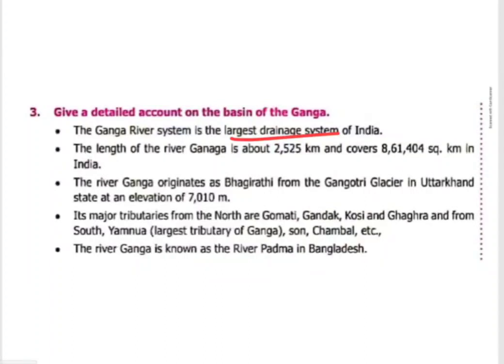So what are the tributaries of the Ganga? Gomti, Gandak, Kosi, Ghagra. From the south, Yamuna, Son, Chambal. So these are the rivers. In the Bangladesh area, the river Ganga is called Padma.